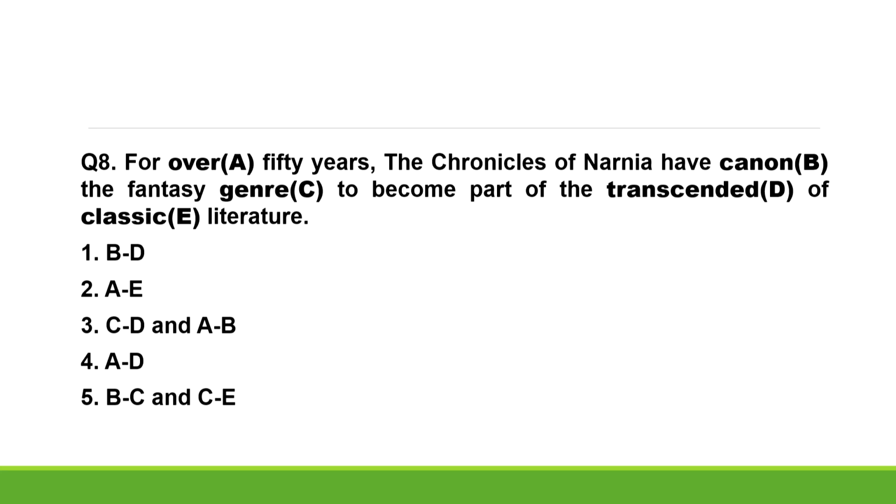So, as you all can see, before word be, have is used. So, with have plus verb's third form will come, that is have plus past participle. But here canon is used, which is a noun. Therefore, it needs to be interchanged. Among the words given in bold, only transcendent satisfies the condition, that is verb's third form. Hence, B and D must be interchanged.